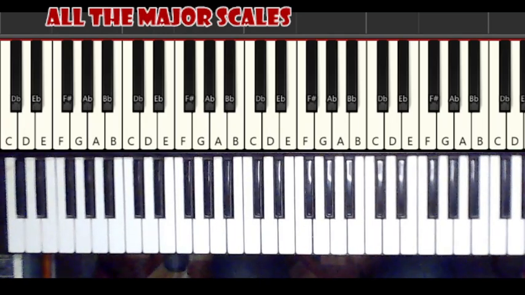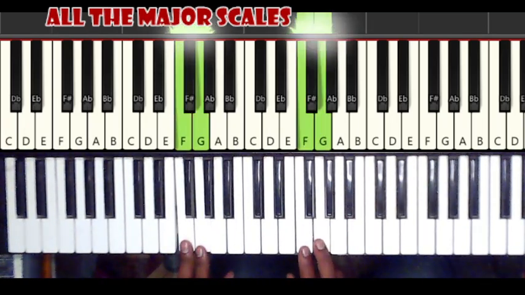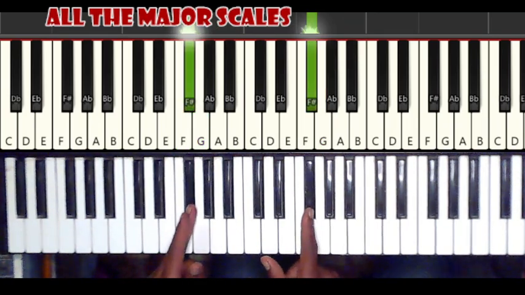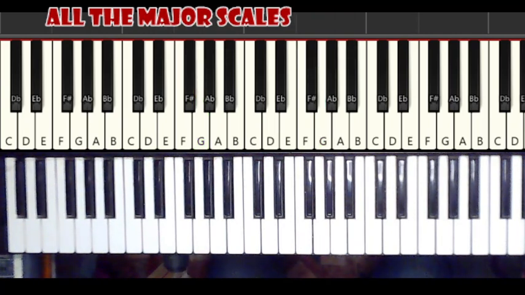What is an interval between F and G? An interval between F and G is just 2 half steps, because from here to there is 1, from here to here is 2, so that's 2 half steps. I don't know if you understand intervals. Very simple intervals. Let me pop the word on the screen for you to see one more time.